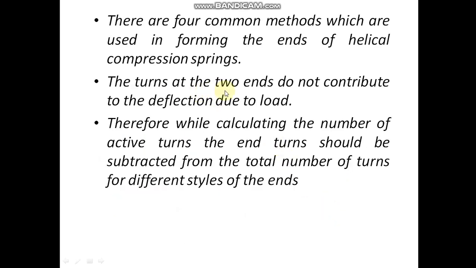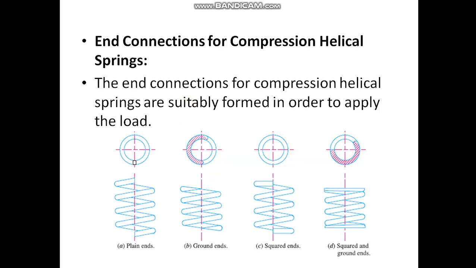The turns at the two ends do not contribute to the deflection due to load. So you can see in this squared end, since your spring is straight, and in this squared and ground end, since your spring is straight, it will not contribute to the deflection. Means this turn and this turn will be neglected because it does not contribute to the deflection. It is already in a straight position. While in this case, this turn is not straight, so it will contribute to the deflection. Similarly, in this case, the turn will contribute to the deflection.